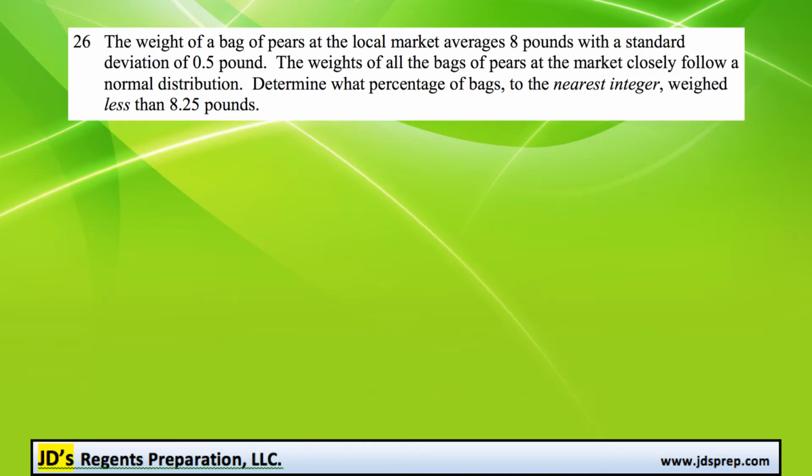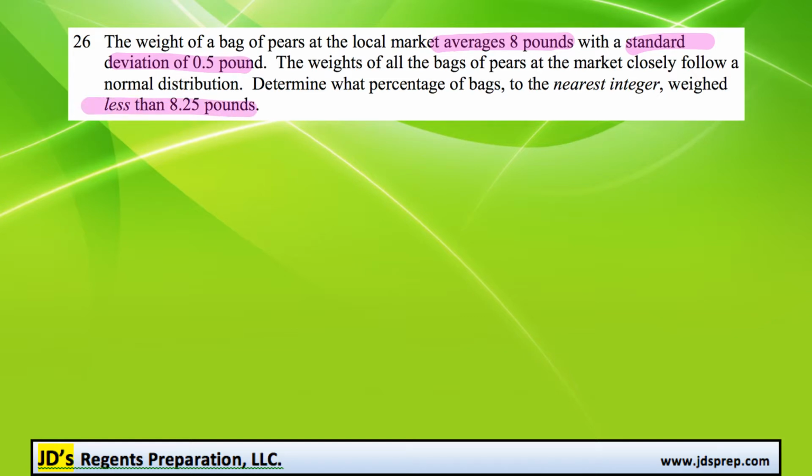This is question number 26 from the June 2017 Algebra 2 exam. In this question, we're dealing with some data about the weight of bags of pears. We're told that the average is 8 pounds, or in other words, the mean, and it has a standard deviation of 0.5 pounds. What we need to find is what percentage of the bags weighs less than 8.25 pounds.